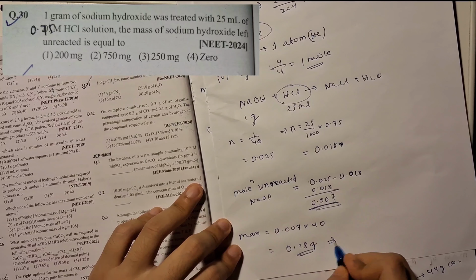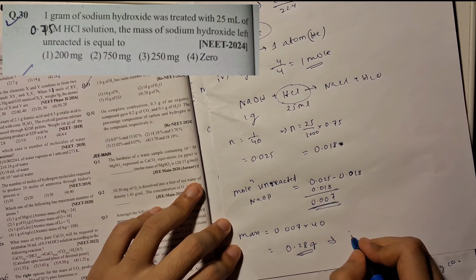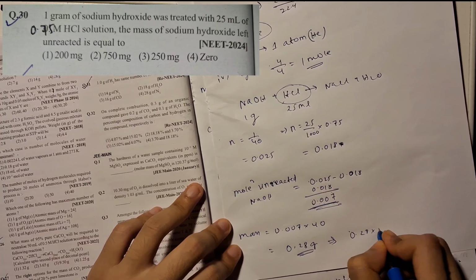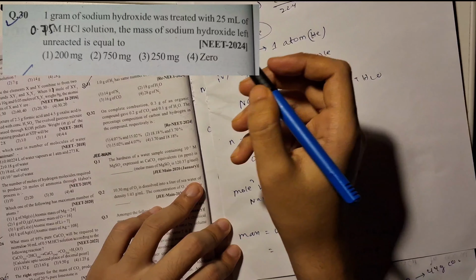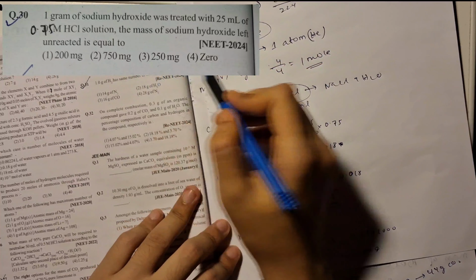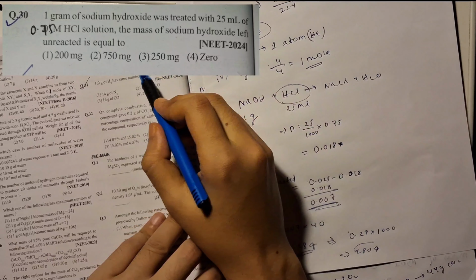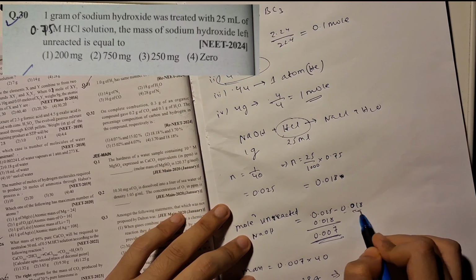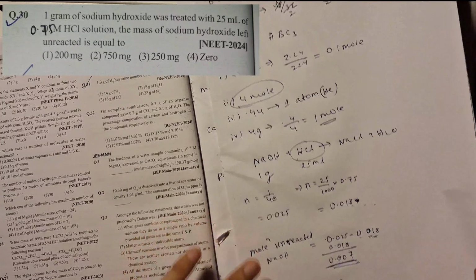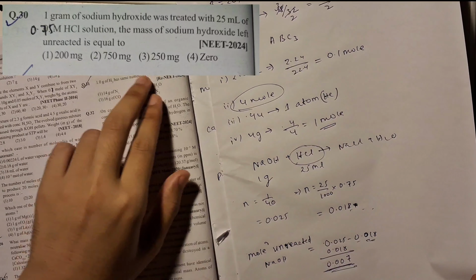ग्राम, अगर मिलीग्राम में लिया जाए तो 0.28 इंटू 1000 तो 280. सो आसपास का जो वैल्यू है वही होगा आंसर, 250 मिलीग्राम विल बी द राइट आंसर. ठीक, हमने 0.018 लिया था, इसका आंसर और आ रहा था मतलब, तो करेक्ट आंसर विल बी 250 मिलीग्राम.